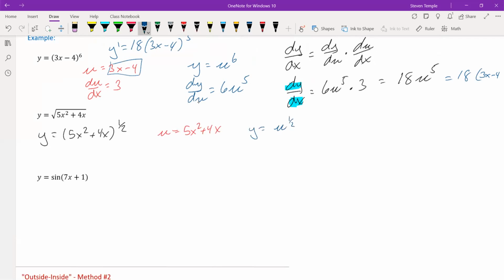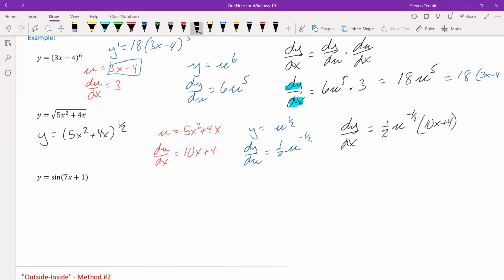Take the derivative of both, which is du over dx. That's going to be 10x plus 4. And of course, take the derivative of y with respect to u, which is 1/2 u to the negative 1/2. Subtract 1 from the exponent, negative 1/2. Then you multiply these two together to find dy over dx. I get 1/2 u raised to the negative 1/2, and then 10x plus 4. You're going to need to put parentheses around that because there are two terms and it is being multiplied.